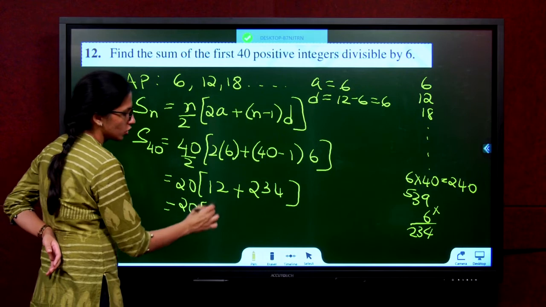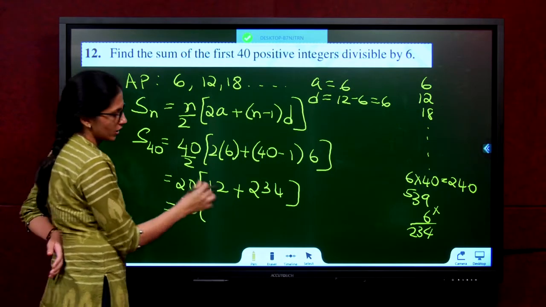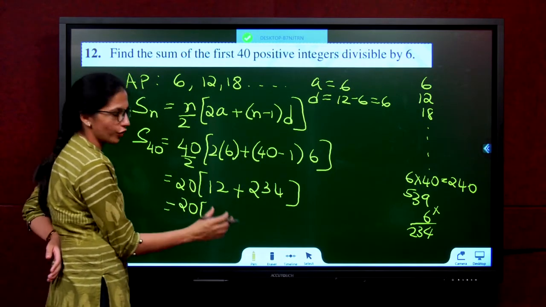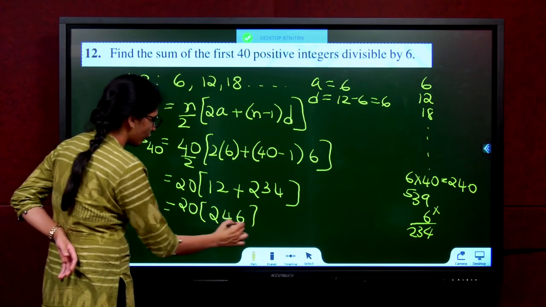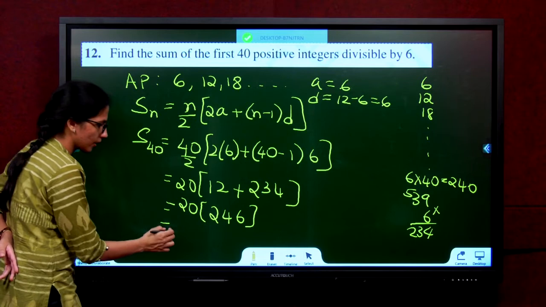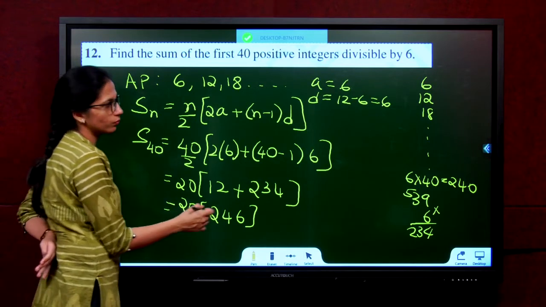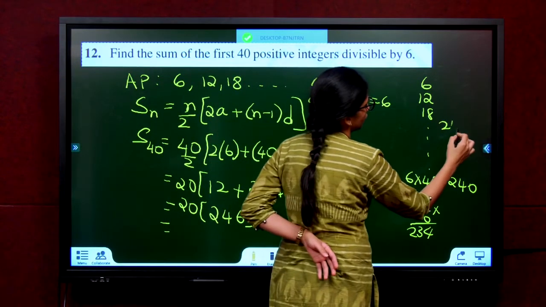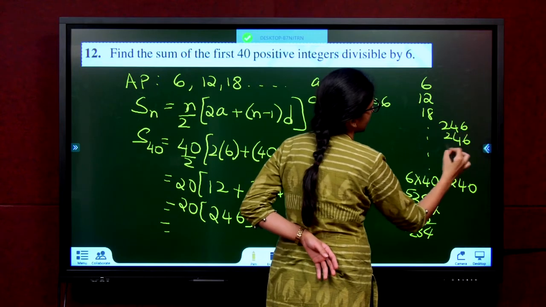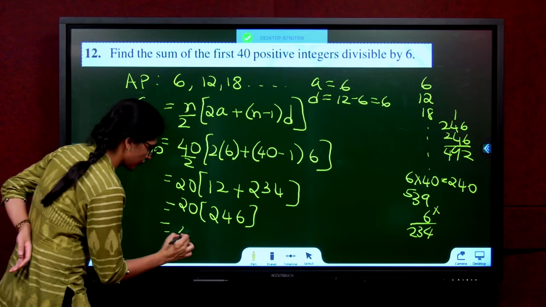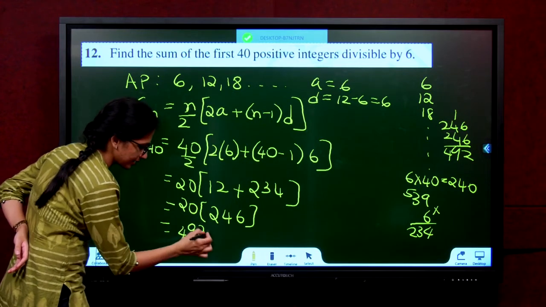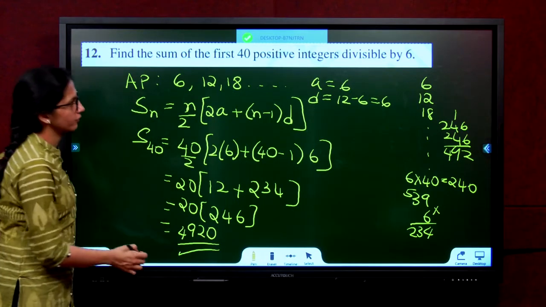20 into 12 plus 234. 234 plus 10, 244. Plus the 2, 246. 246 into 2. How much is 246 into 2? If you don't know, 6 2s are 12, 2, 9, 492. So you get 492. There's a 0, so put a 0. That's all.